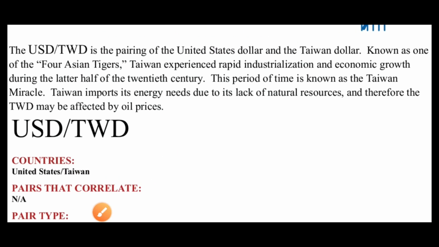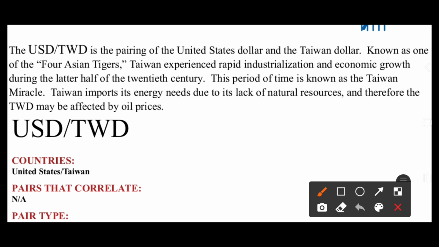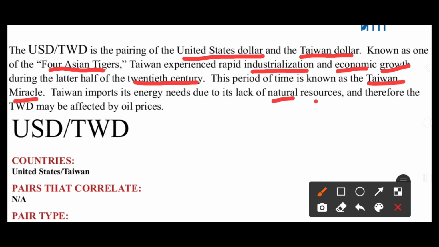So let's look at the USD and TWD, which is the pairing of the United States dollar and the Taiwan dollar, known as one of the four Asian tigers. Taiwan experienced rapid industrialization and economic growth during the latter half of the 20th century. This period of time is known as the Taiwan Miracle. Taiwan imports energy due to its lack of natural resources, and therefore TWD, which is Taiwan dollar, may be affected by oil prices.